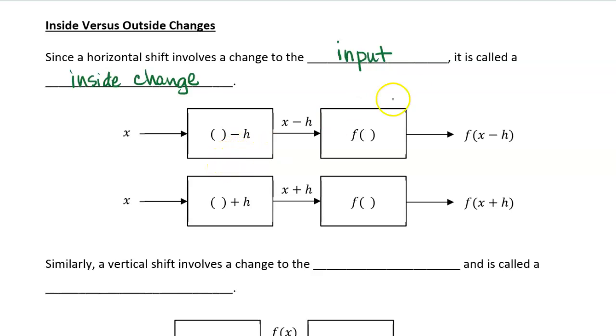that's why it's called an inside change. So if h is a positive constant, right? So h is greater than 0. We found that when we subtract something from the input to the function, then it shifts it to the right in the positive direction. So this results in a shift to the right.